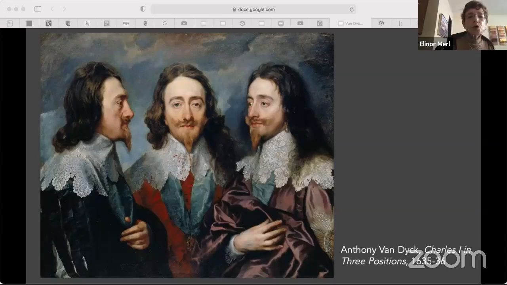This triple portrait of Charles I was also done in 1635 to 1636, and it's also known as Charles I in three positions. The painting shows the king from three viewpoints. The colors of the costumes and pattern of the lace collars are different in each portrait, though the blue ribbon of the Order of the Garter is present in all three.